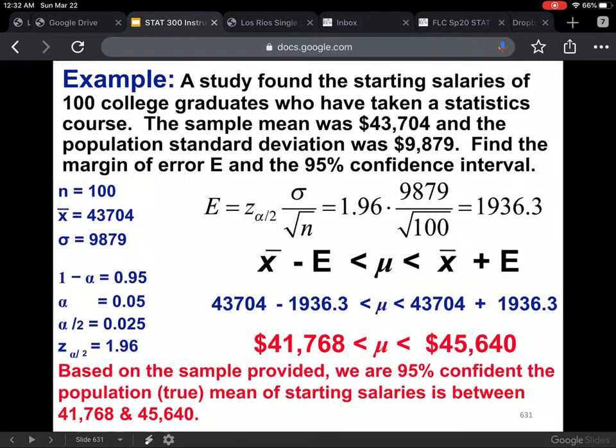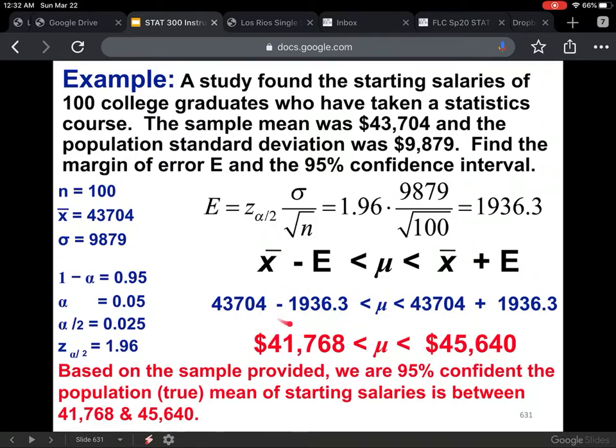When we go through that process, the margin of error here is z sub alpha over 2. We have a 95% confidence level, so we're going to have 1.96. We have previously found that one. The standard deviation is 9,879 divided by the square root of n, which is 100 graduates. And this is what we get. This is the margin of error, 1936.3. And that's what we would add and subtract from the sample mean.